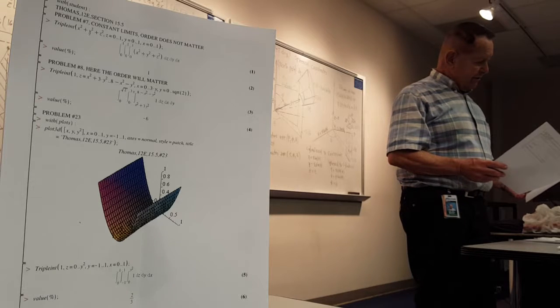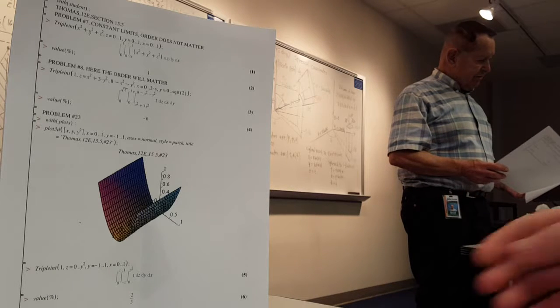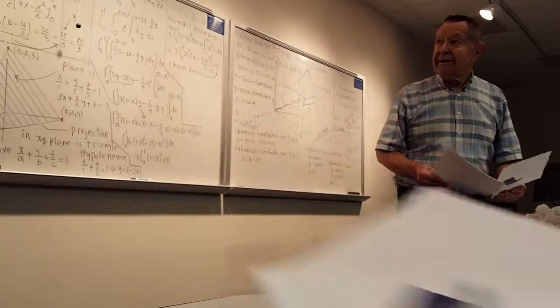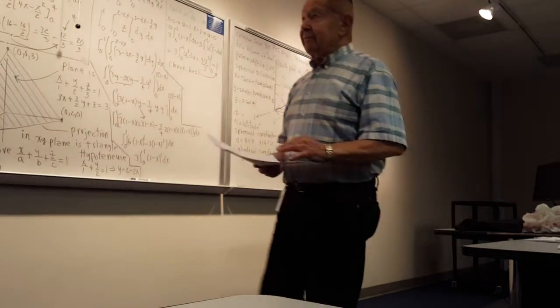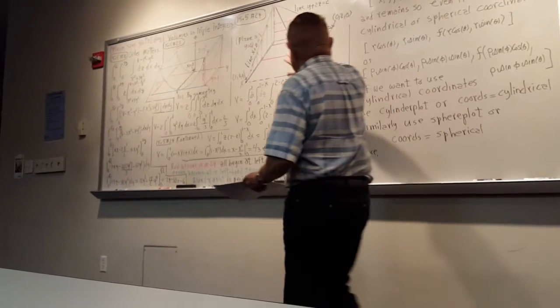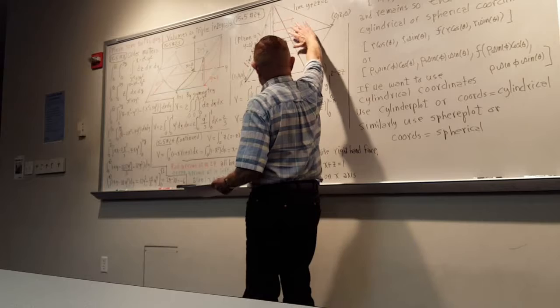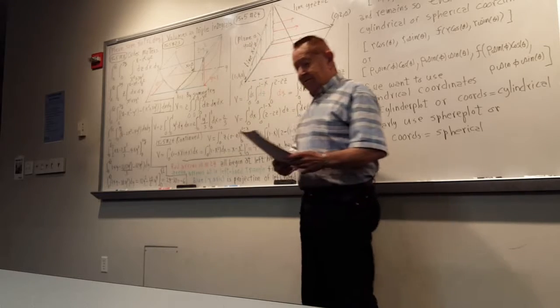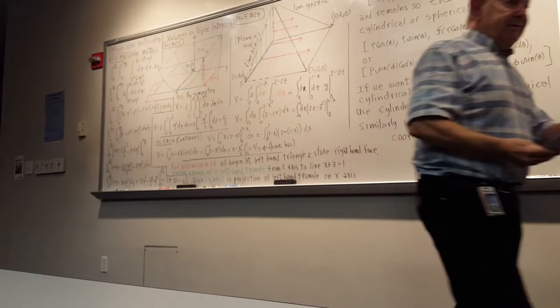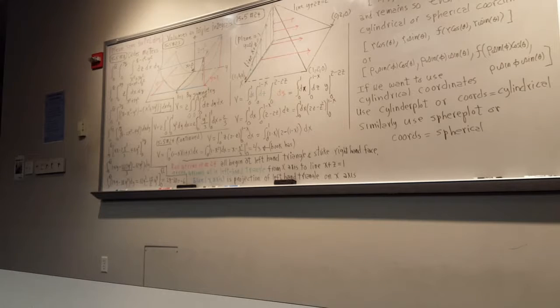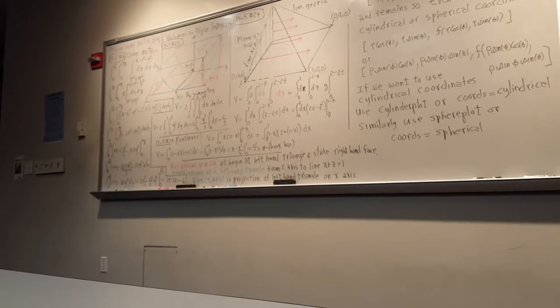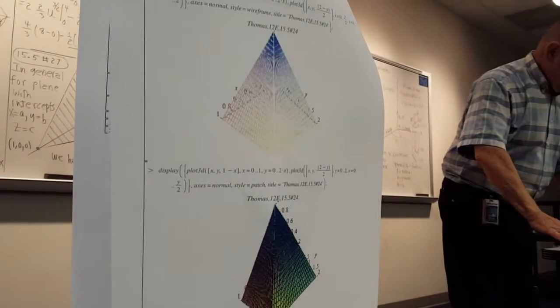So then if you look at problem 24, you see where you have the plot structure for this face and the plot structure for that face. When you are trying to do something that requires more than one plot structure in Maple, then you have to do display as a command.